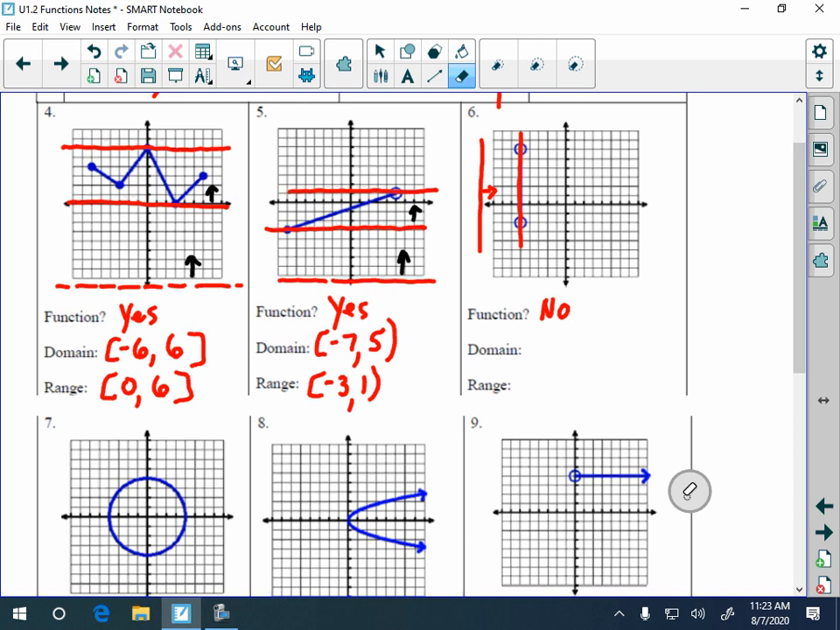Oops, put it in another row. Okay, so negative 5 is the only value that will work, and we'll use brackets on that. All right, and then range.